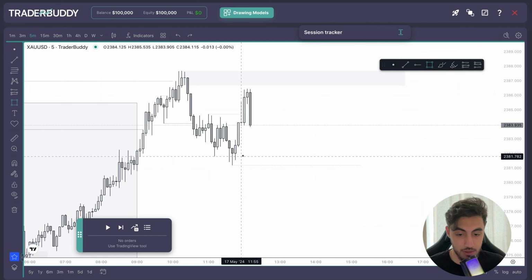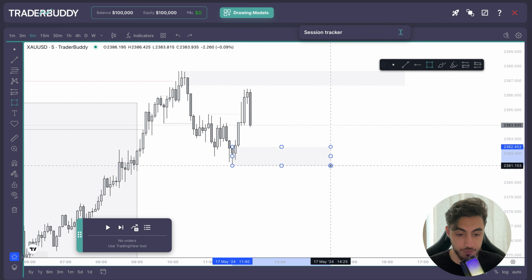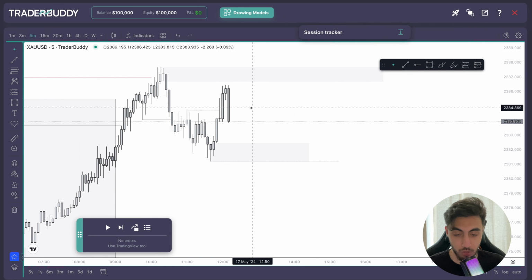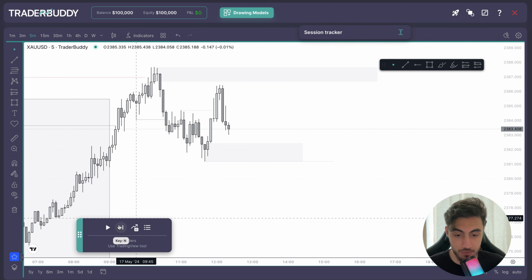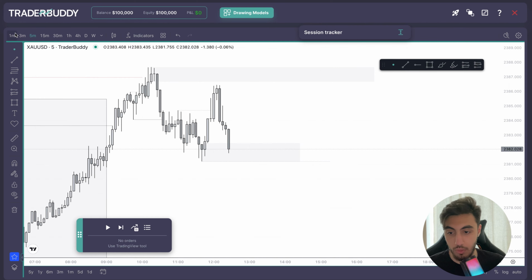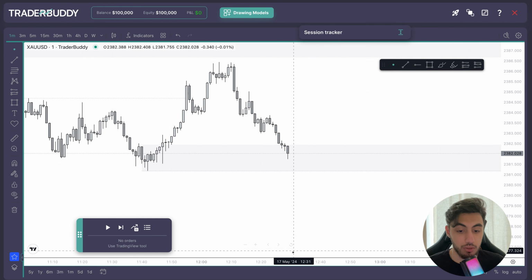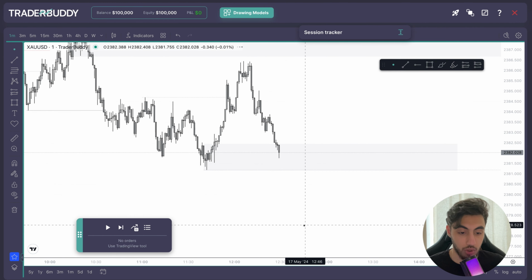So what we can see here is the order block here. Price tapped in. Let's go to the 1 minute time frame. We are going to wait for strong lows to be formed.